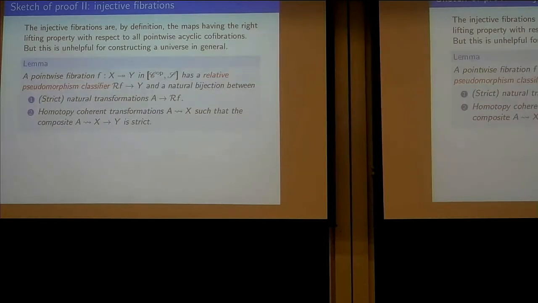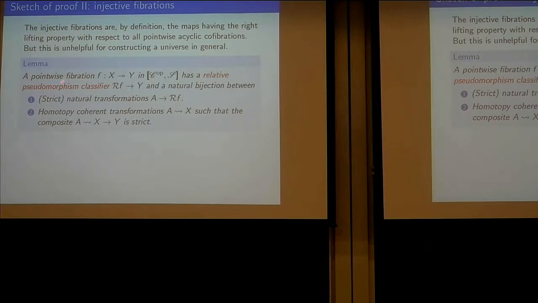You might say it's an algebraic description of the injective fibrations. And this is how it goes. Suppose I have a pointwise fibration here in this special Cauchy category. There's this thing that I'm going to call the relative pseudomorphism classifier, which has this universal property.